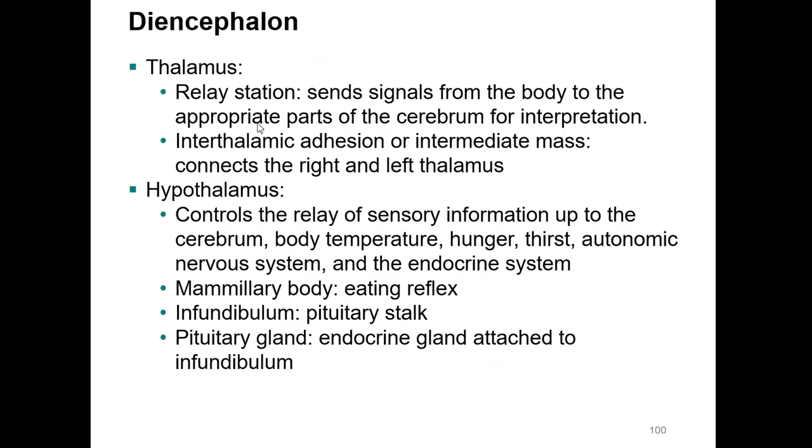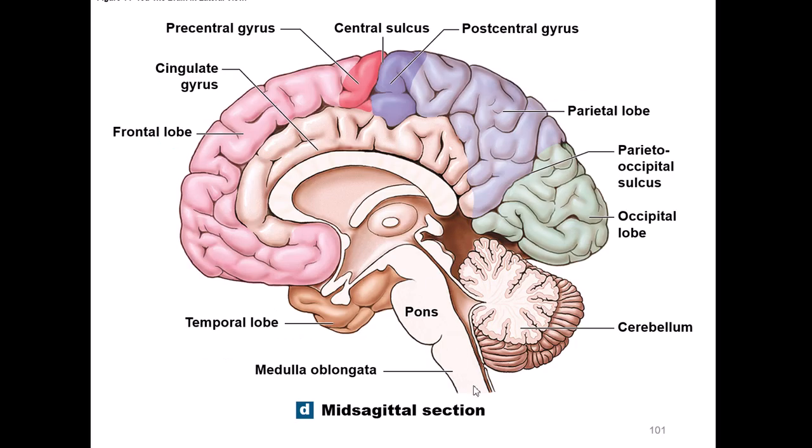Think of the thalamus as a relay center. It's basically sending signals that are coming up your spinal cord from your body. They're running up this way, going to the thalamus, and then the thalamus is going to relay it to the appropriate lobe for perception. So it sends the signals up to the different parts of the parietal lobe, let's say, to perceive precisely on your body what it is that you're feeling.